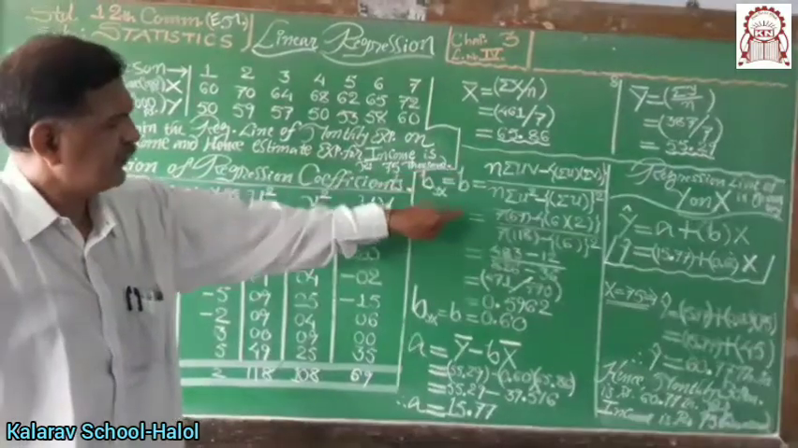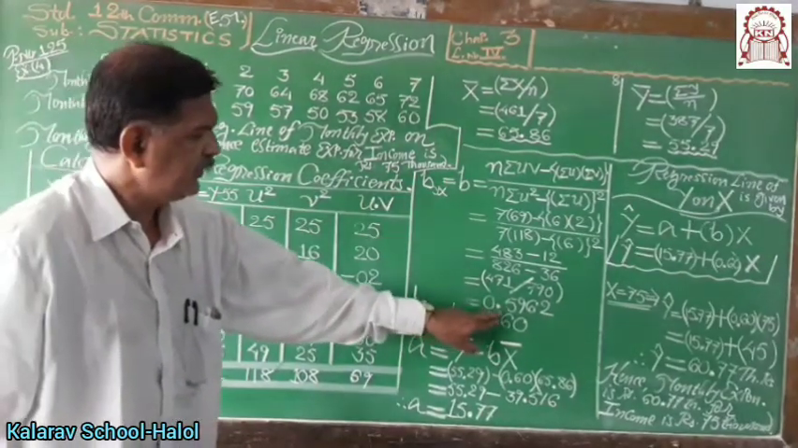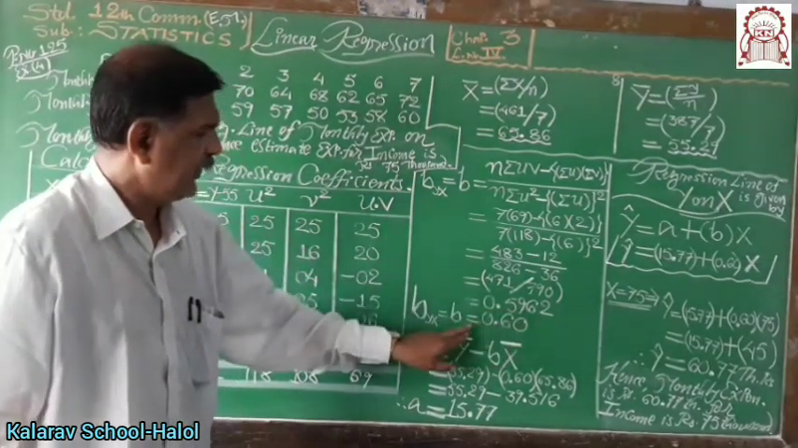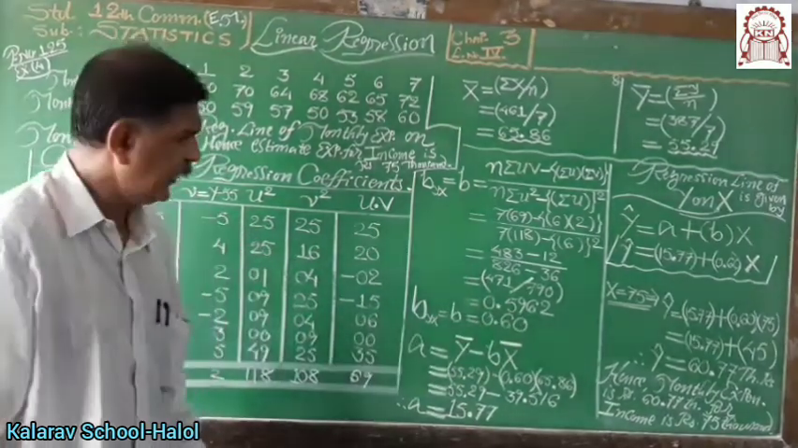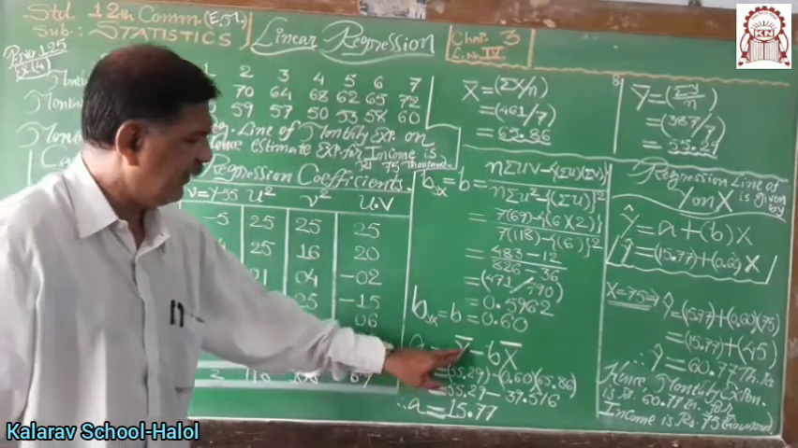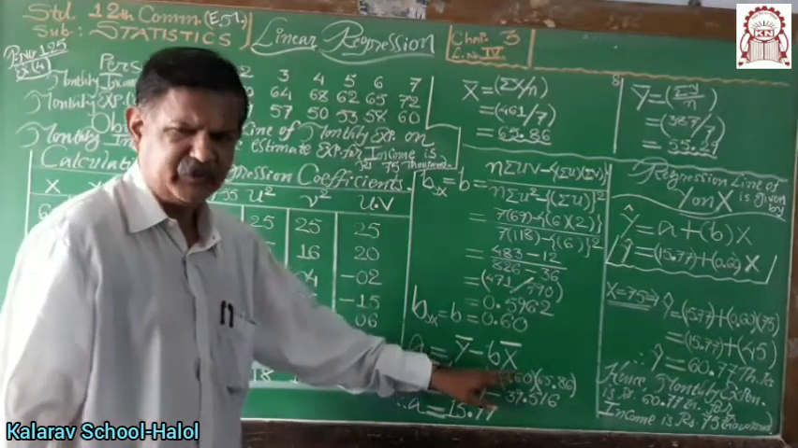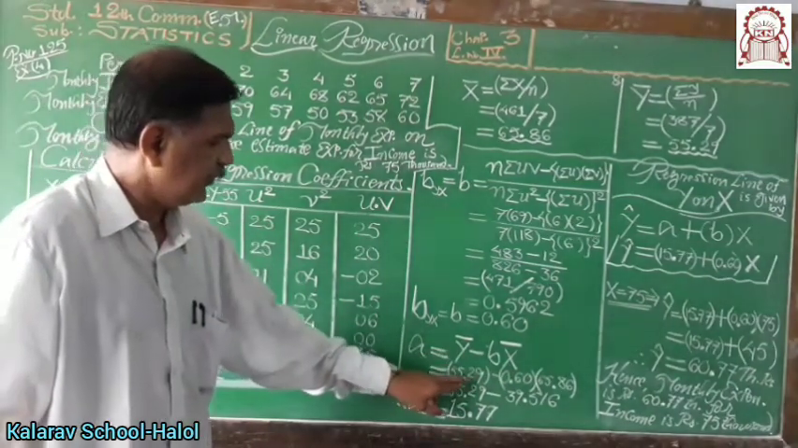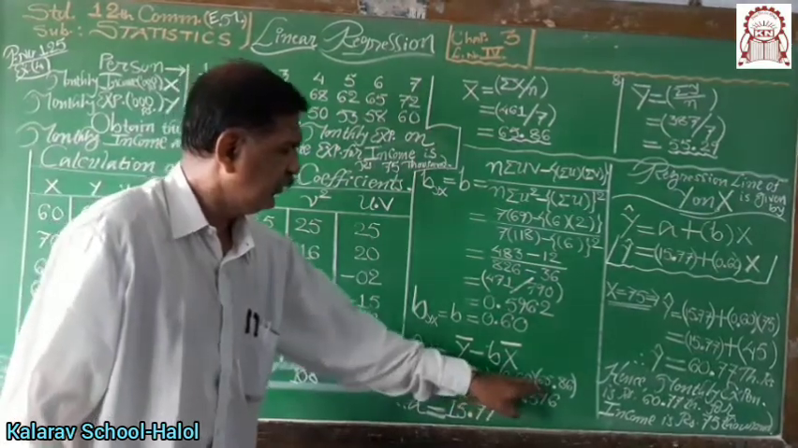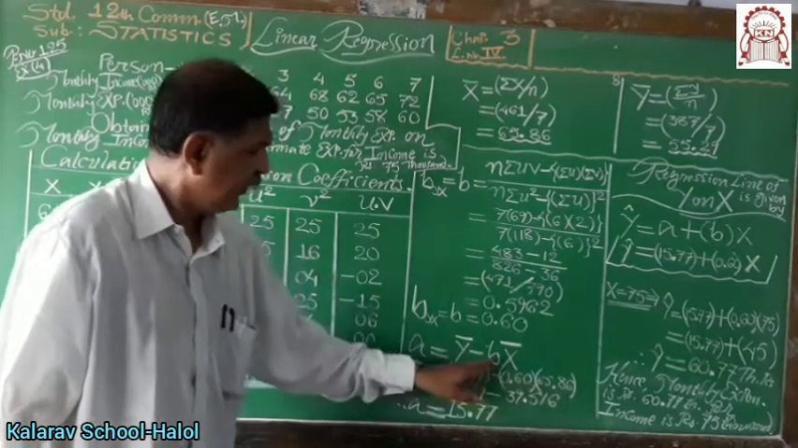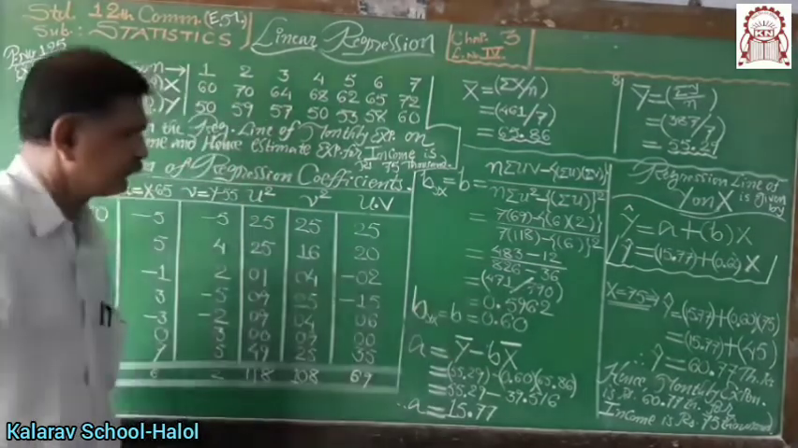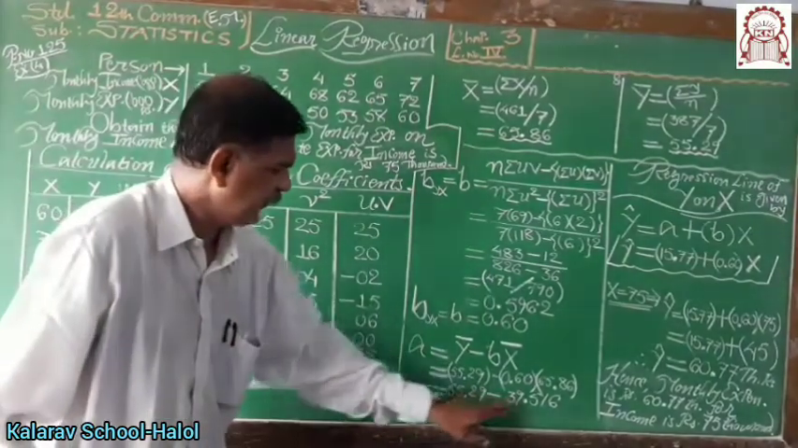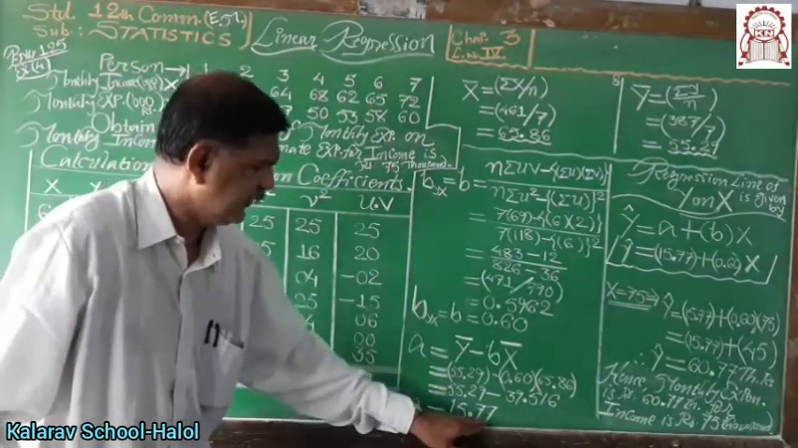Final simplification will give you the answer 0.5962. Our answer will be 0.60 approximately. Therefore, a is given by y bar minus b times x bar. Y bar is 55.29, x bar is 65.86 and b is 0.60. B we have calculated here. Therefore, subtraction will give you the answer 15.77.